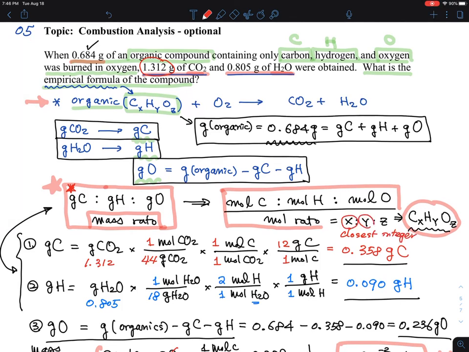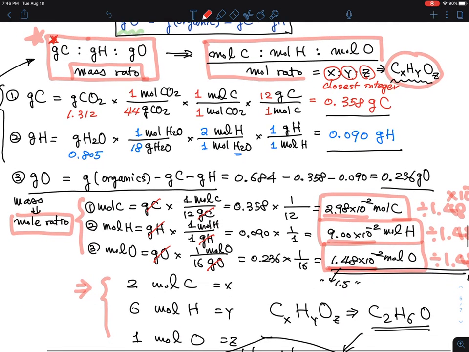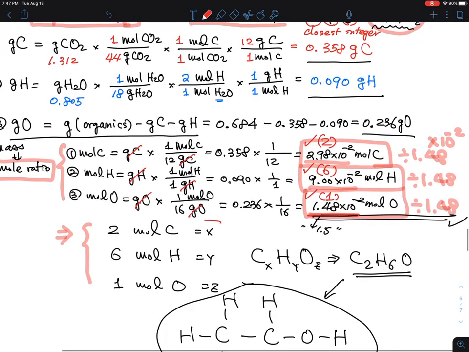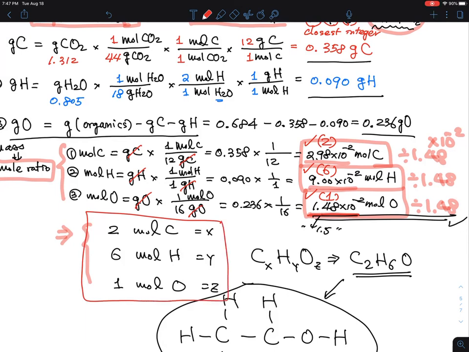That's what I mean by the X, Y, and Z ratio. From this relationship, if this 1.48 becomes a 1 and you divide the other numbers, you'll find that this is close to 2, this is close to 1, and this is close to 6. That's why we come up with these data points to conclude that the empirical formula looks like that.